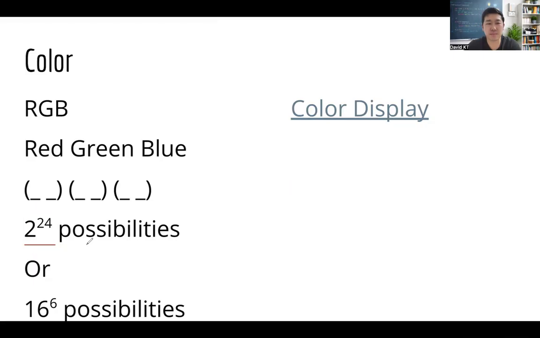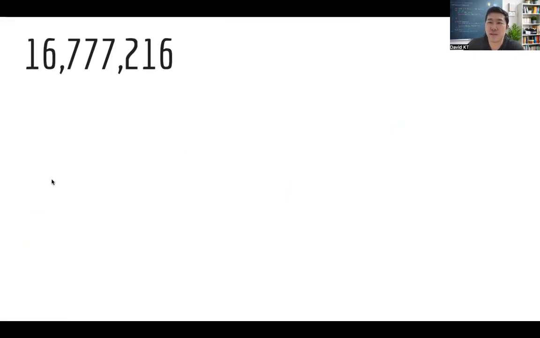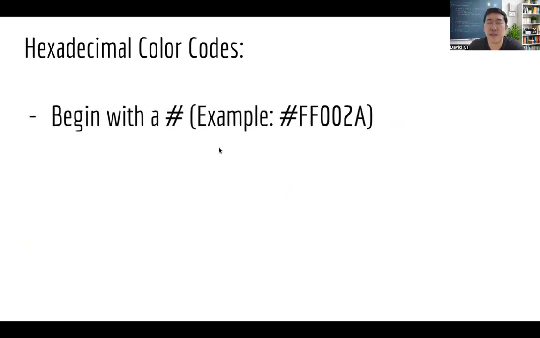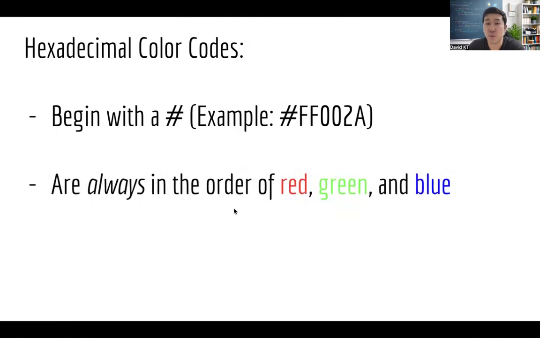All right. So this is red, green, and blue. If you're looking at the exact number, it's 16,777,216. So hexadecimal color codes, they begin with this. For example, FF002A. They're always in this order: red, green, and blue.